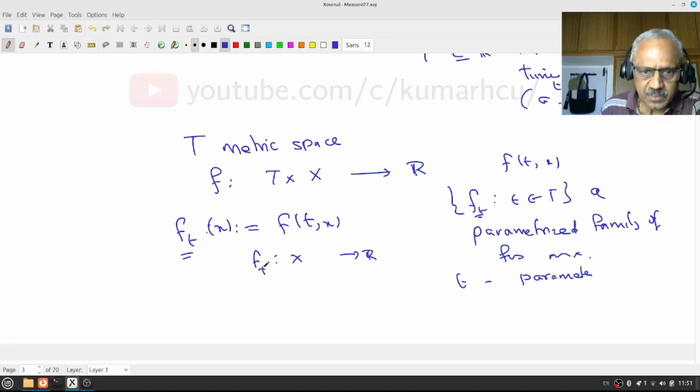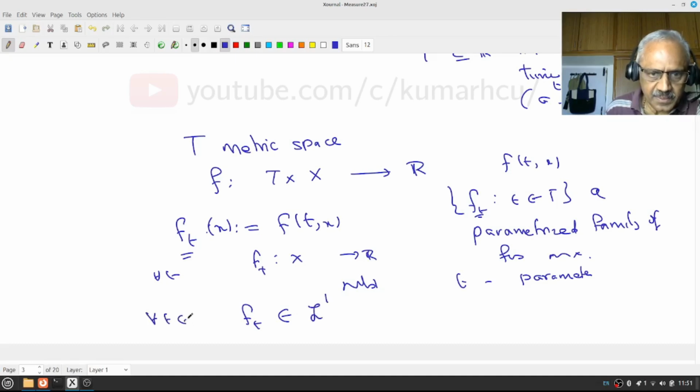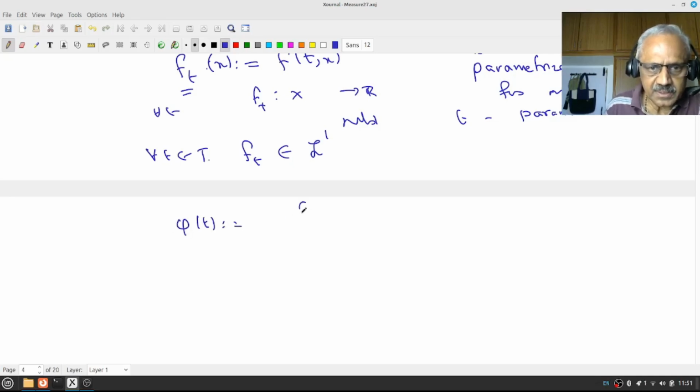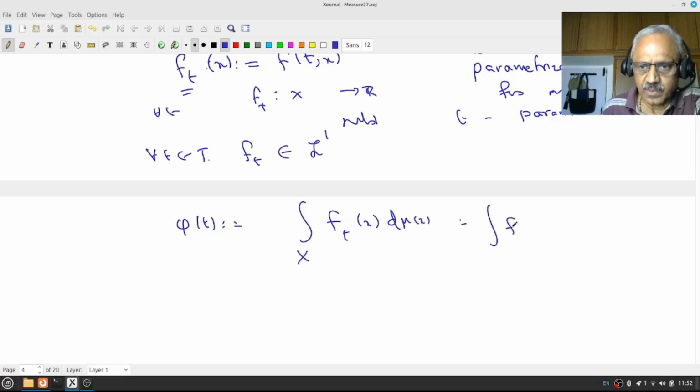Let us assume for all t this is measurable, and actually we will also assume it's integrable: F_t is in L1 for all t in T. Now therefore I can integrate. I will get a function phi of t by integrating the integral of F_t of x d mu of x over X. This is nothing other than F of (t, x), fixed t, integrated with respect to x. That's what it means. I get a function.